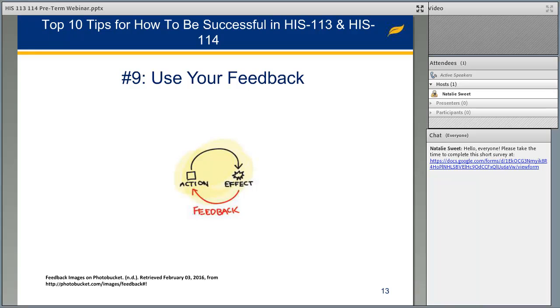For tip number 9, we're almost there to our top 10, and these two that are coming up are really important to your academic success in this class. Number 9, use your feedback. Your instructor is going to provide feedback to you in a number of ways. Each assignment that you submit will be graded, and you need to be paying attention to your instructor's feedback, especially on what we call milestone assignments.